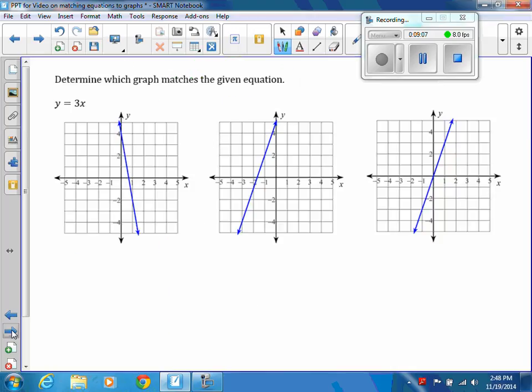Okay, here we go. Determine which graph matches the given equation. Same kind of thing, but this time you're given 3 different graphs. So which graph do you think it is? Is it A? Is it B? Or is it C?